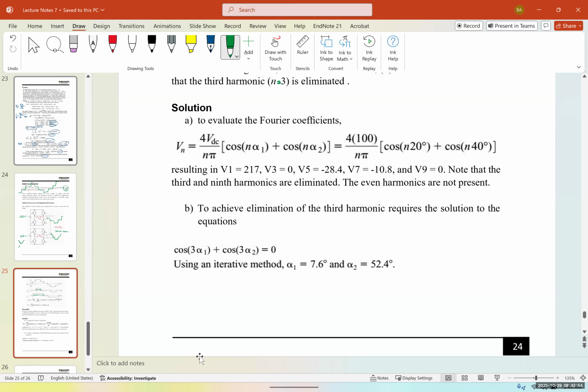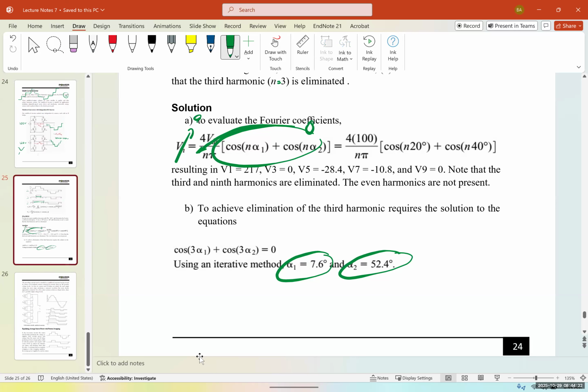Therefore, cosine of 3α1 plus cosine of 3α2 would be equal to 0. To achieve the elimination of the 3rd harmonic requires the solution to the equation for this part. We need it to be 0, so therefore, V3 is 0. Using an iterative method, we can find alpha 1 is going to be 7.6 and alpha 2 is 52.4. So the good thing about this multi-level system is we can selectively eliminate the harmonics that we don't want.